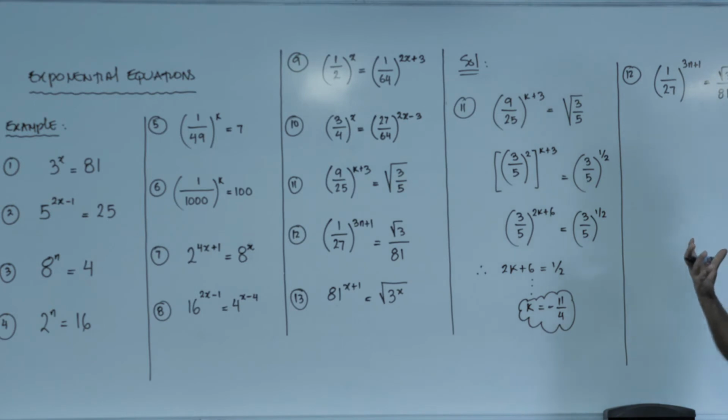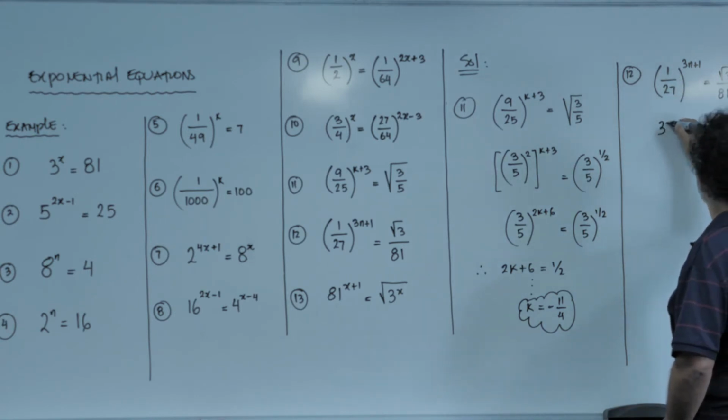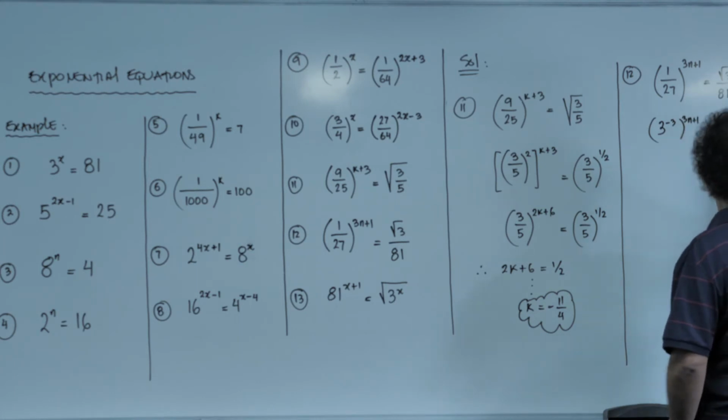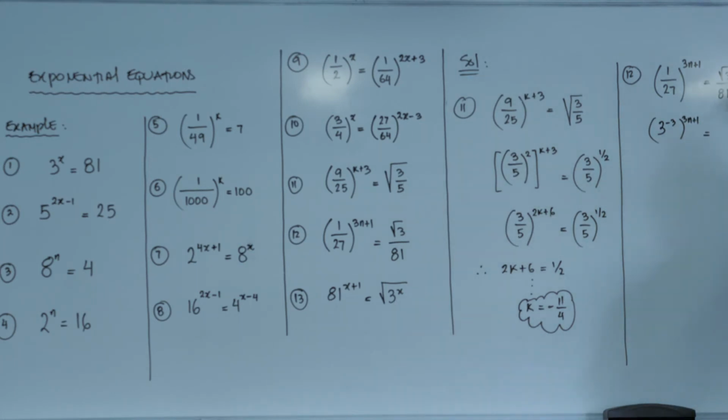Okay, so it looks like we're going to have to express all these numbers as powers of 3. Okay, so 27 is 3 cubed. Is it okay if I put this as 3 to the negative 3, like that? Yeah. Okay. All right, so we know that the square root of 3 is just 3 to the power of a half. And also we know that 81 is 3 to the power of, what was it? 4? Okay.